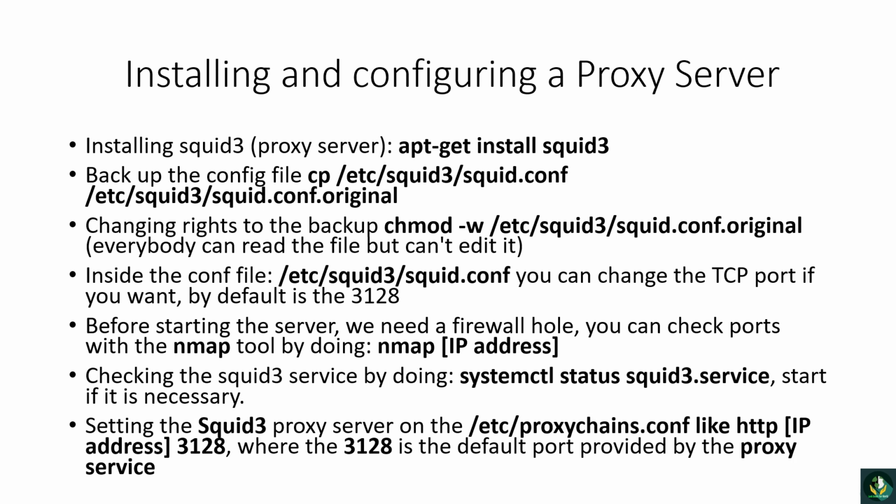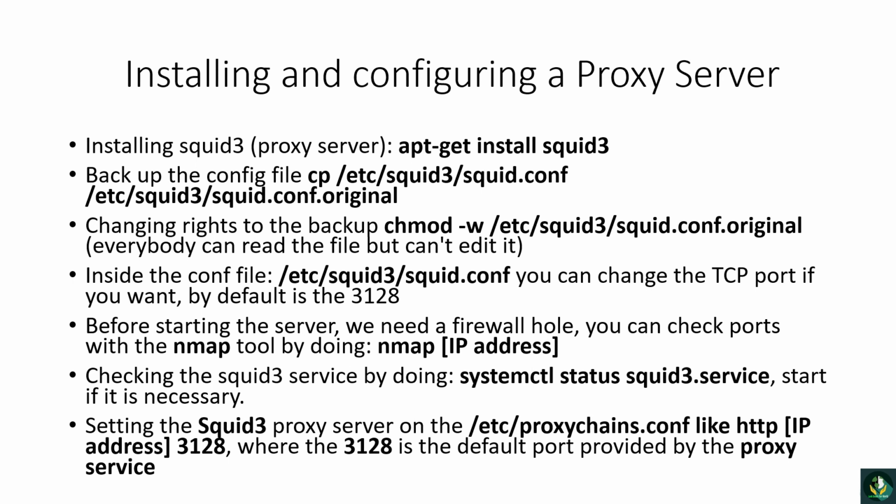So after that, you have to back up the config file, and this is the configuration file, and this is the directory. So what you have to do next is change the write to the backup, this is the command line. So there is an exception, so everybody can read the file. Inside this configuration file, you can change the TCP port if you want. By default the TCP port will be 3128.